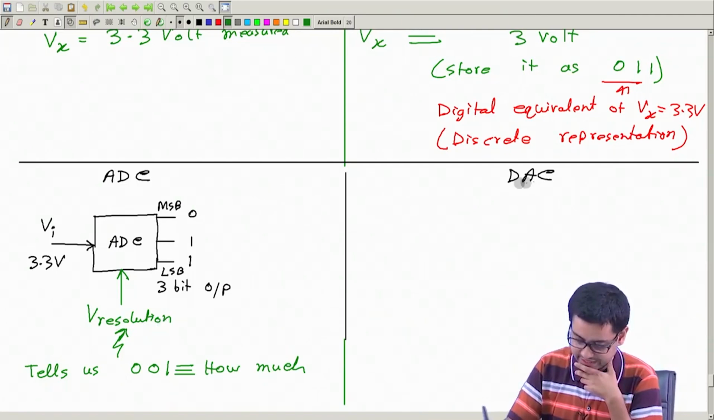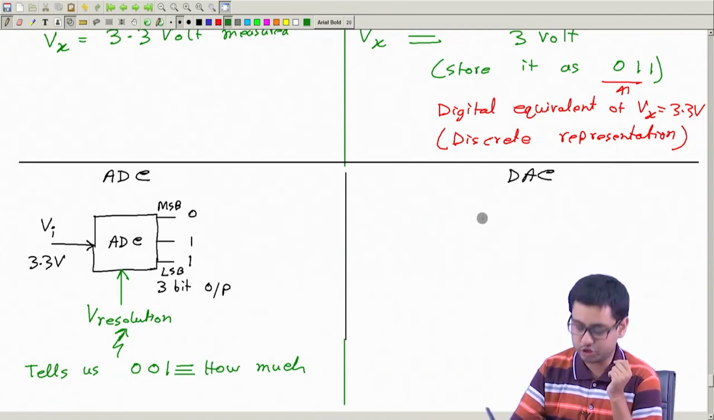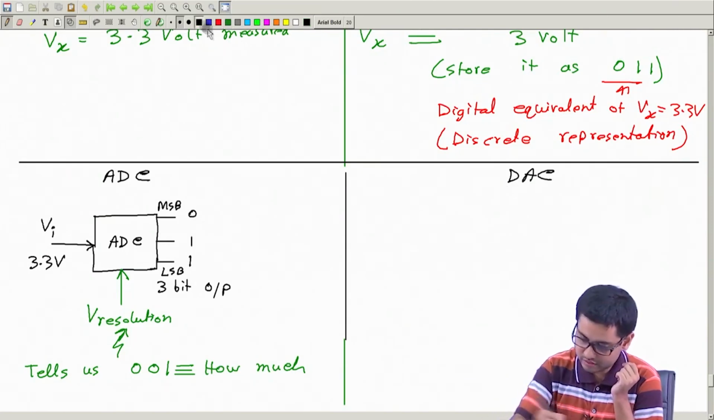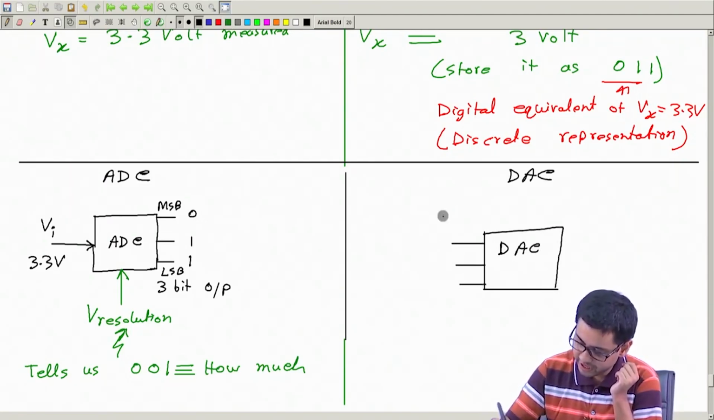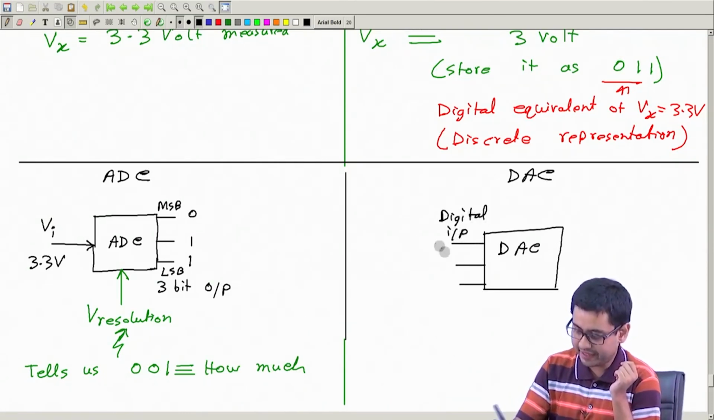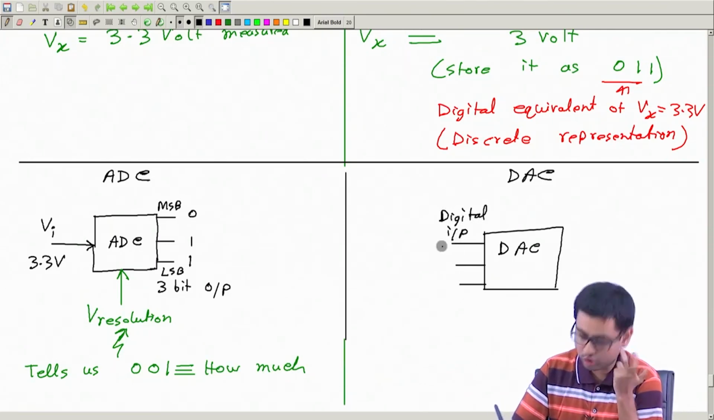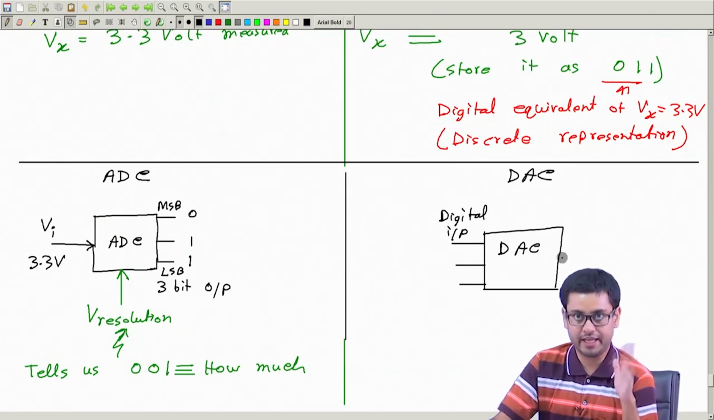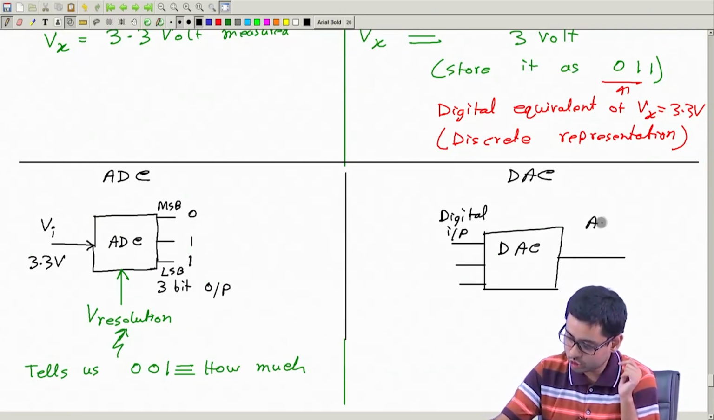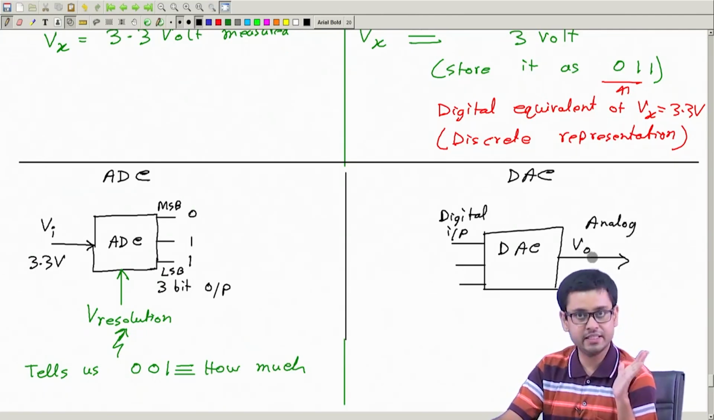Now what is a DAC? DAC on the other hand is the opposite thing. So DAC will take, we already have talked about it, so very quickly, digital inputs. So this can take only logical high or low value. It cannot take any arbitrary value between high and low. But this is analog output. So this voltage VO can take any arbitrary value.